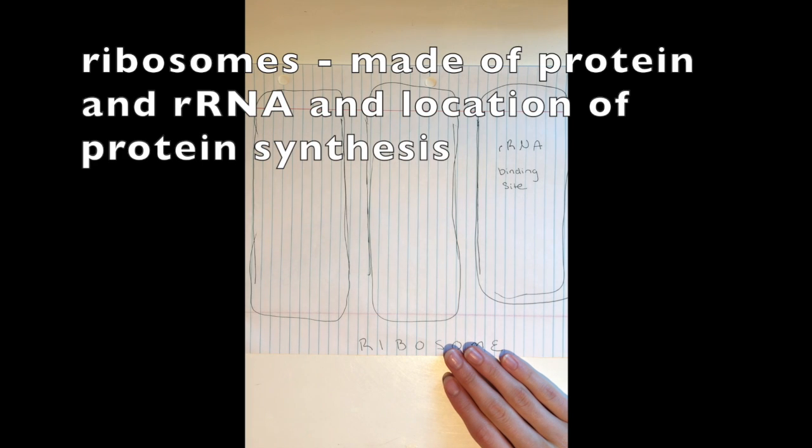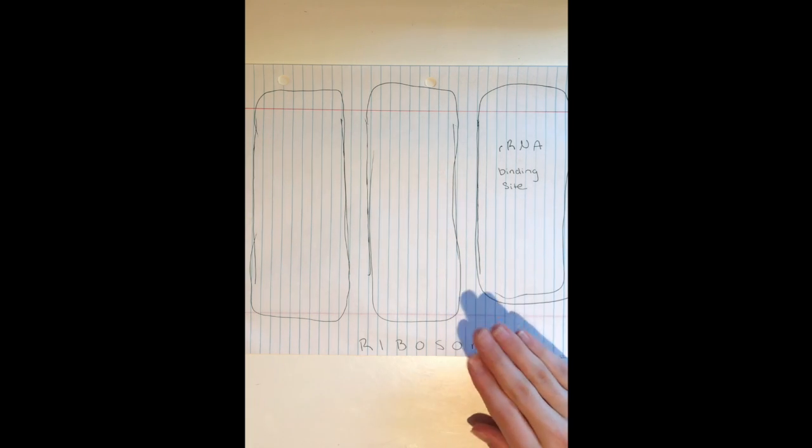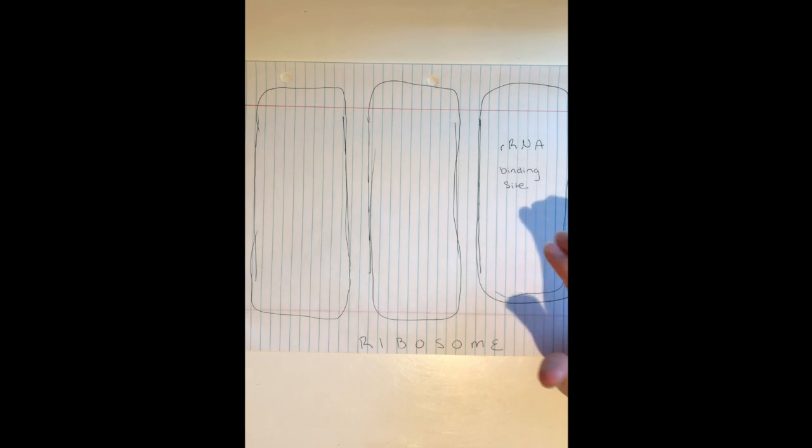Now that the mRNA has safely left the nucleus, we move on to the process of translation, translating our genetic information into amino acids and proteins. So here we have our ribosome. Our ribosome is located on the rough ER, and the ribosome is made up of proteins and rRNA. The rRNA acts as a binding site where the mRNA, the messenger RNA, will interact with the tRNA.